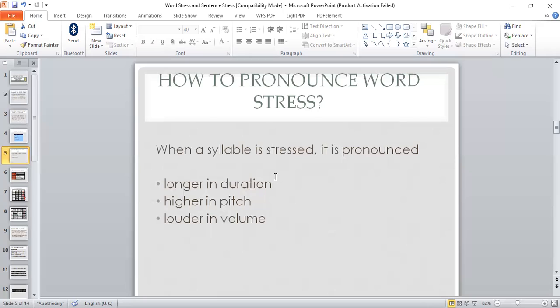The second thing is that it is higher in pitch. That is, when you are pronouncing it, the pitch of your voice is raised. And then the third one is that it is louder in volume, something synonymous to the height in pitch. So you must consider that there is length in duration, there is height in pitch, and there is loudness in the volume of that syllable.